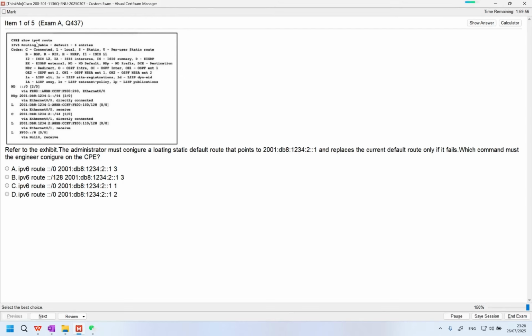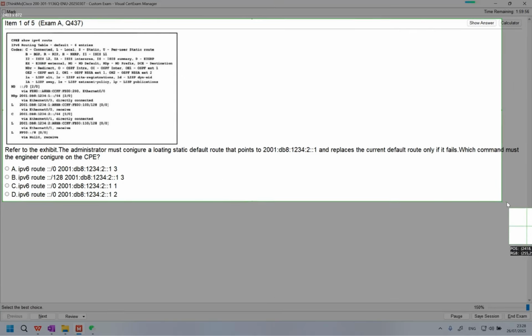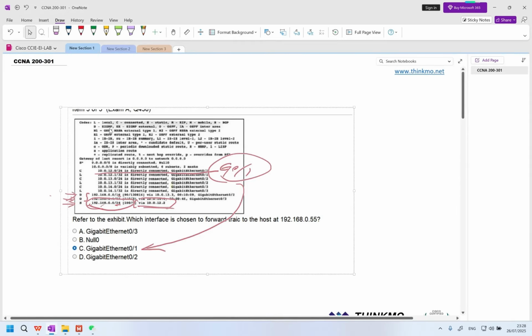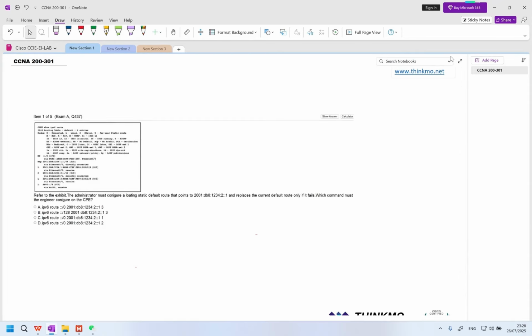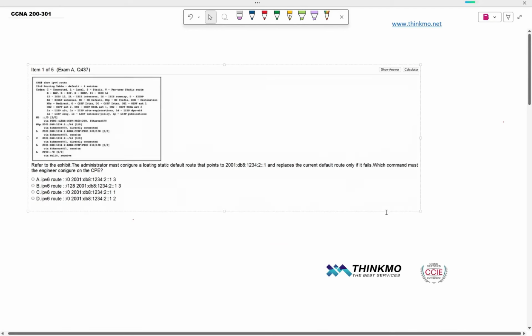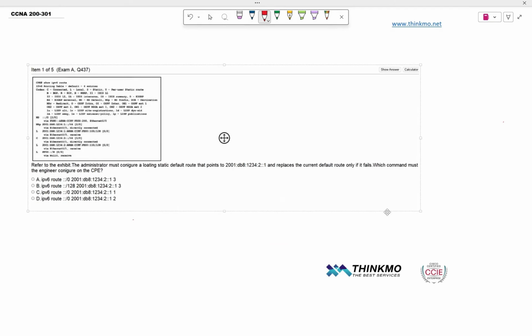Recently, the questions that have been appearing are all about floating static routes. Let's take a look at this question. It says that we must configure a regular static route pointing to, this is for IPv6. The configuration is the same, meaning it must point to this specific address. And when the current default route fails, it will replace it. In other words, what we call a floating static route.